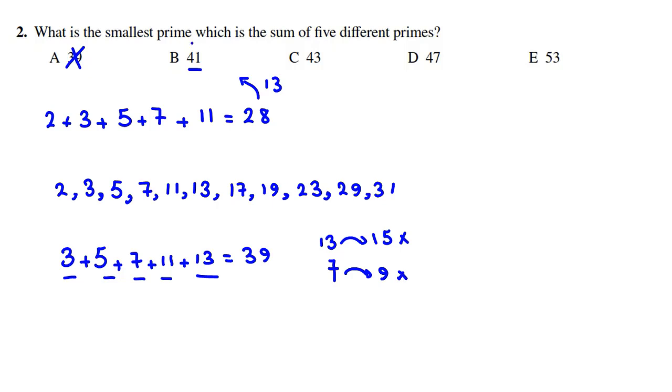7 to 9. Okay, so 41 is not possible. If we want to reach 43, we can add 13 to 17. Add 4 to 13, which is 17. So 3 plus 5 plus 7 plus 11 plus 7. It's 28, 35, 40, 43. So the answer is choice C.